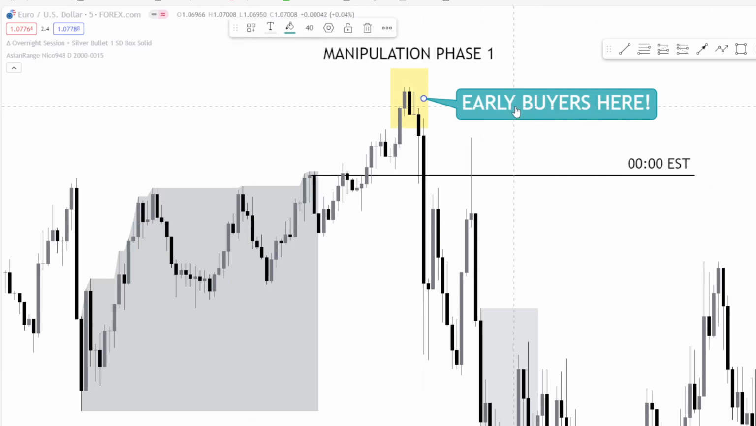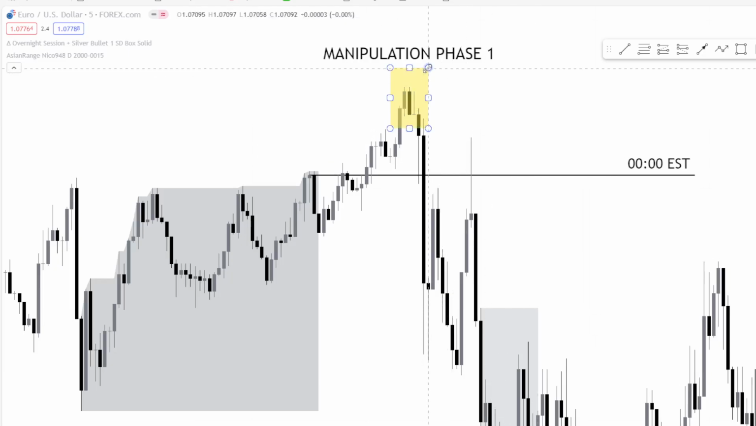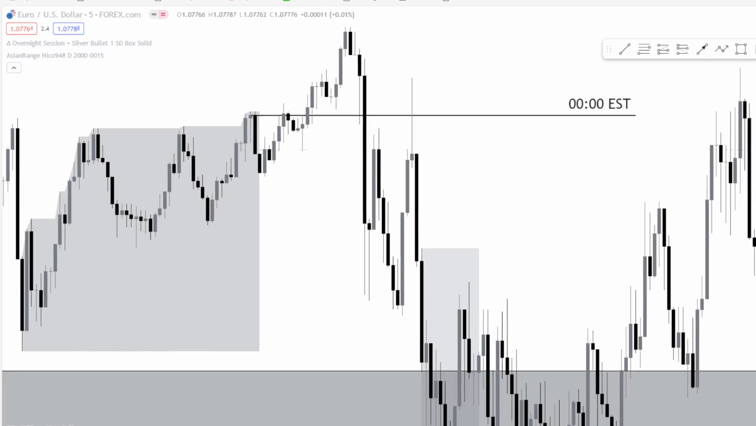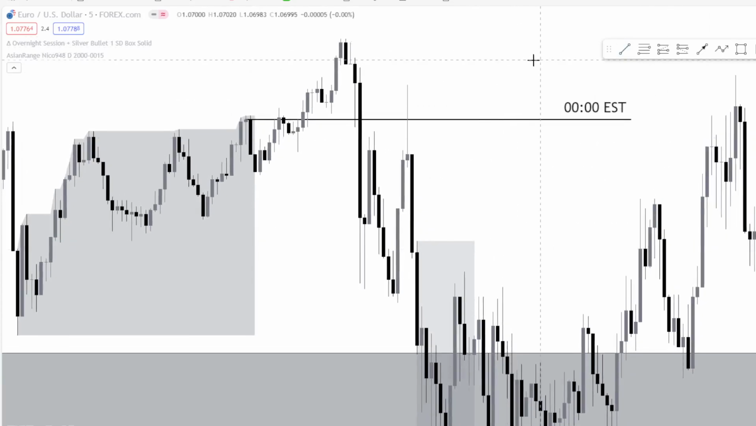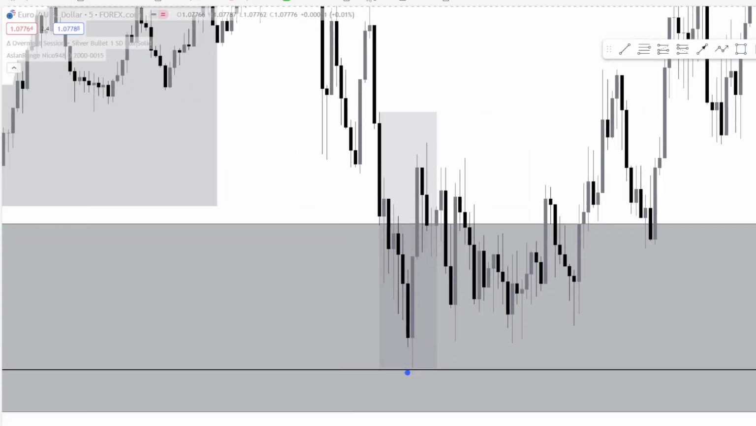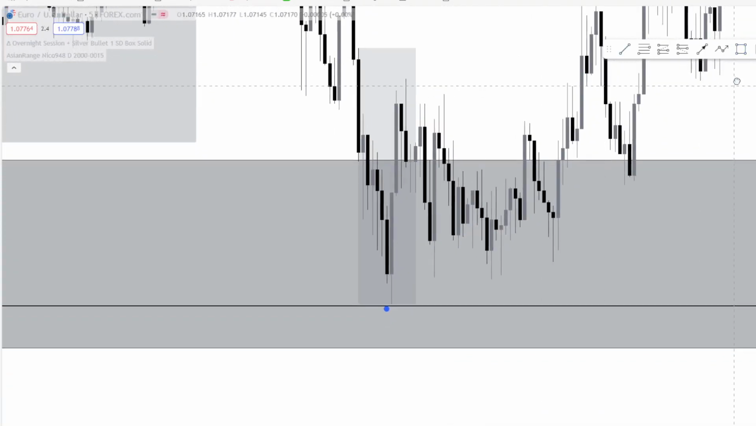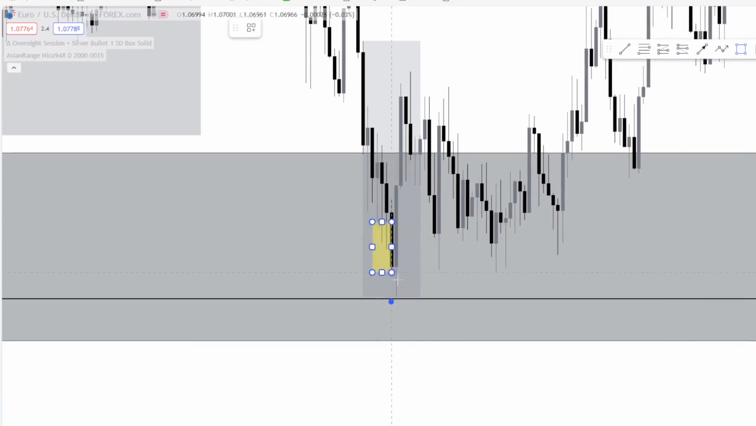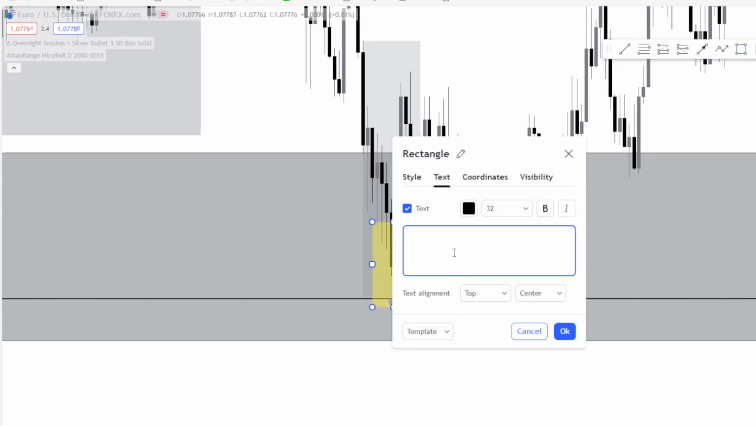If we continue following price action, we see price rip down, giving us, of course, our first stage of manipulation. Then we have what we call our second stage of manipulation, otherwise known as a turtle soup or just a manipulation or a Judas swing. This is the Judas swing. This is also a manipulation.